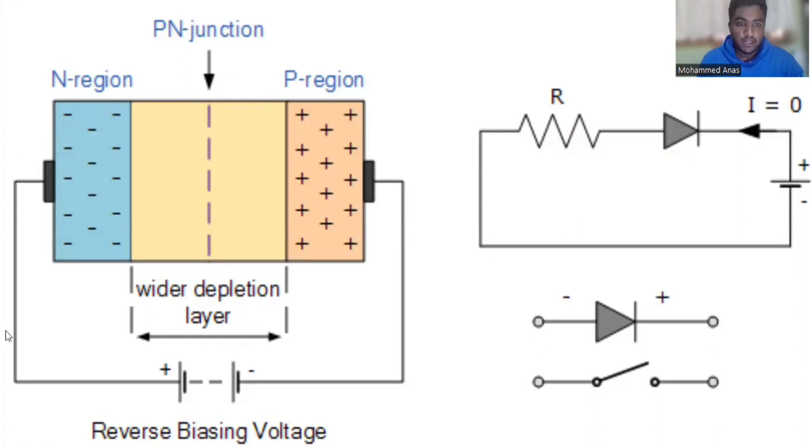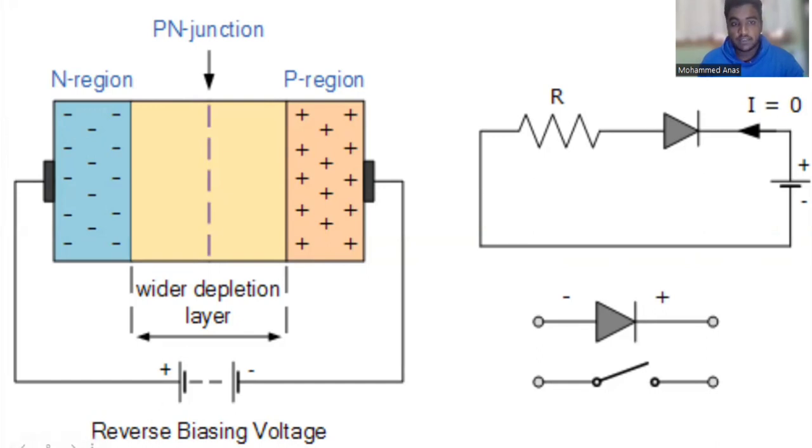This is a schematic circuit diagram of reverse bias voltage. As you see, the N region is connected to positive and the P region is connected to negative. Here you see, as I told, the wider depletion region is present. So as the depletion region is larger, a small flow of current takes place. This is in the reverse bias.